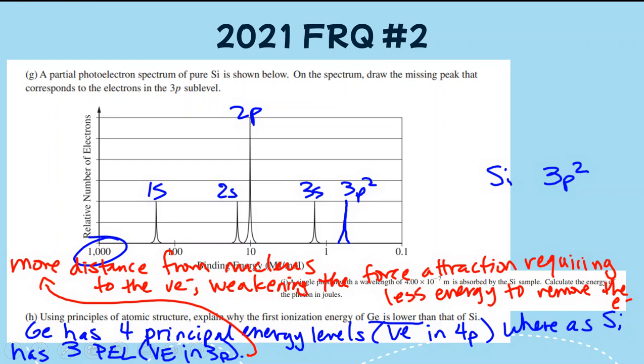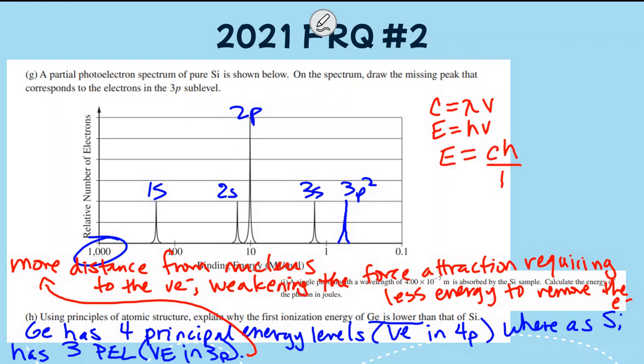Oh, that's pretty easy. We can do this one over here, and you could do this in one step, or you can use the separate equations. You can do c equals lambda v, and E equals hv, or you could put them together. So E equals ch over lambda, because they both equal v. And we're taking the wavelength and switching it over to energy.